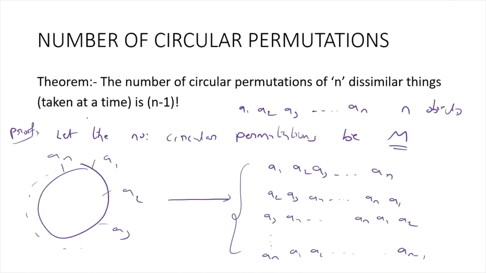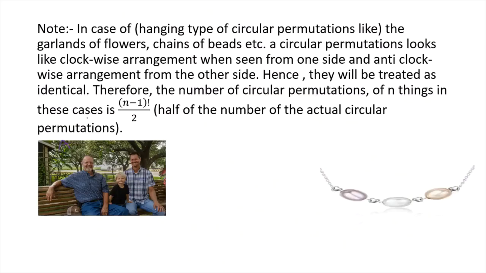Now in these circular permutations we have an exception. The exception is hanging type of circular permutations. Okay. In case of hanging type of circular permutations like garland of flowers or chain of beads, the clockwise and anti-clockwise permutations both are treated as a single permutation. Since we are treating two permutations as a single permutation, the number of permutations is going to be n minus 1 factorial upon 2.